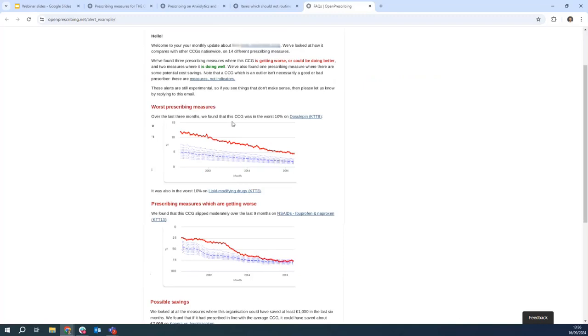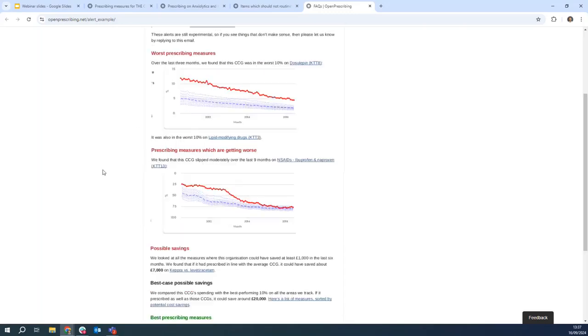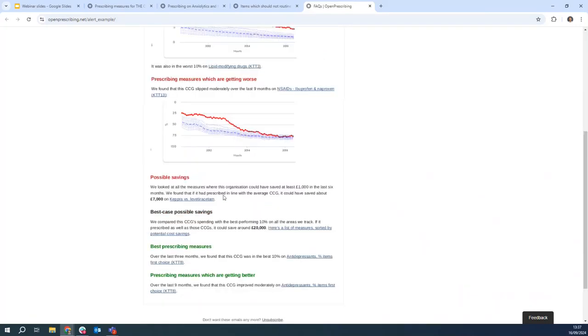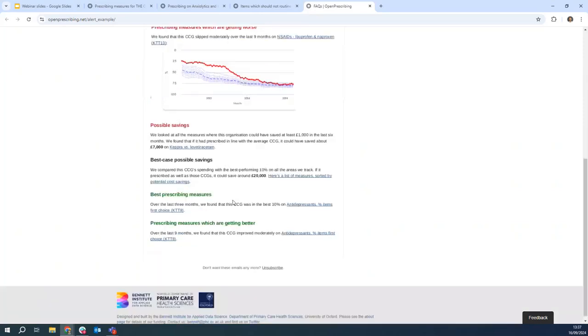We're working on the wording of all this at the moment. I'm always trying to carefully choose my words. But you might see we say worst prescribing measure or measure where there's most room for improvement. So this will tell you what you're higher on. Things that are changing, so where maybe things are going off and where it's time to have a think, and maybe it's good to pick these up and action them early. Possible savings, so where you might make some cost savings.